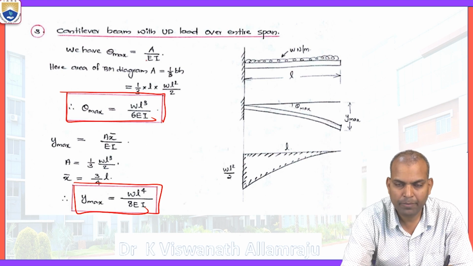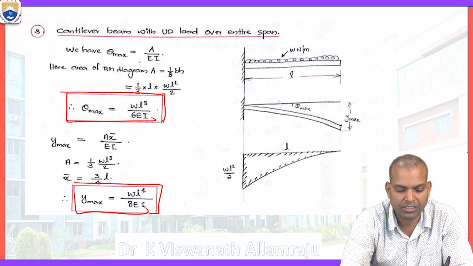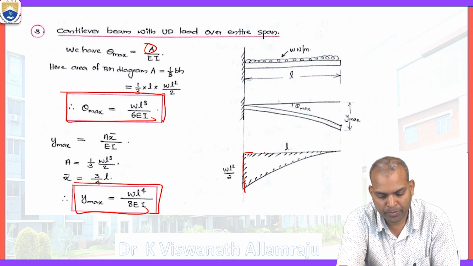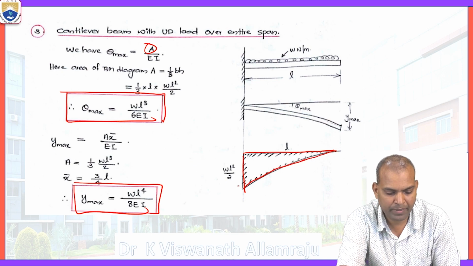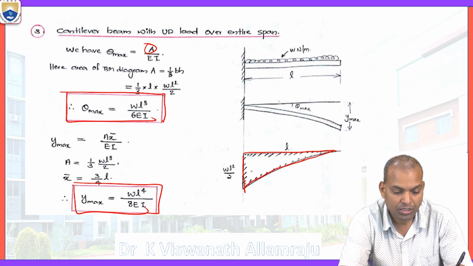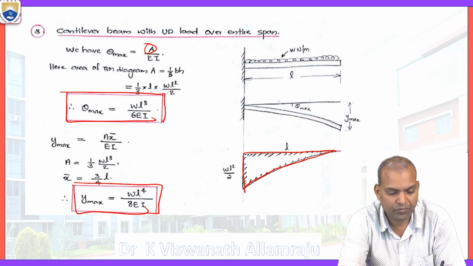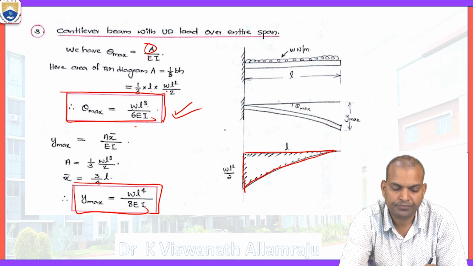Here A by EI is the generic formula, a generic equation. What is the A? Area of the bending moment diagram. We need the area of the bending moment diagram. This is the bending moment diagram area. So what is the area? 1/3 of BH. B is the L, H is WL square by 2, the maximum here. Then this value A by EI, that is WL cube by 6EI.